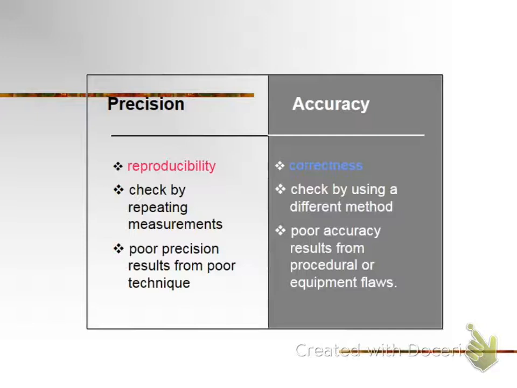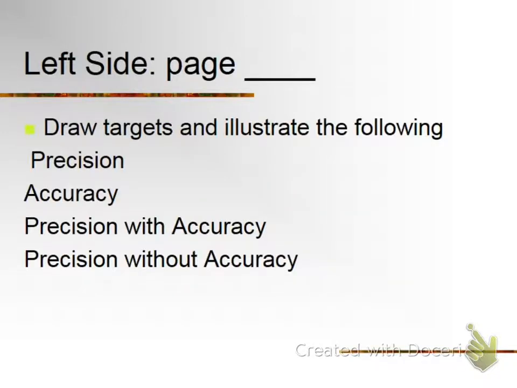Okay? And then reproducibility is precision. You check by repeating the measurement over and over. Poor precision usually results from poor technique. Okay? And then correctness is checked by using a different method. And then poor accuracy results either from procedural, maybe the procedure was just wrong to begin with, or something's wrong with the equipment. Okay? So that is precision and accuracy.